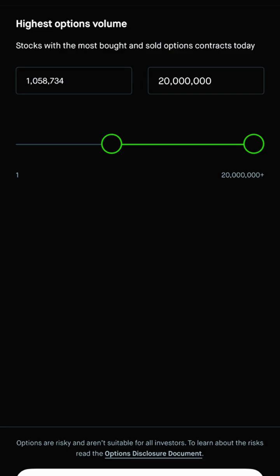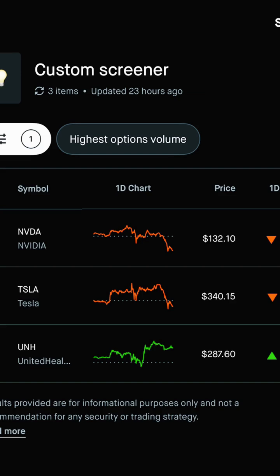So this narrowed it down to only 3 stocks. And those 3 stocks were NVIDIA, Tesla, and UNH. So this lets me know that these are going to be the 3. I can either pick one out of these 3 to trade, or I can go ahead and trade all 3. Because according to my screener that I made, these 3 stocks have the most movement in them. And then it gives me a little mini picture of the 1-day chart, basically how the stock is moving within that 1 day, and then the price of the stock.